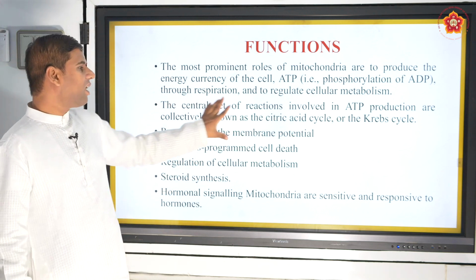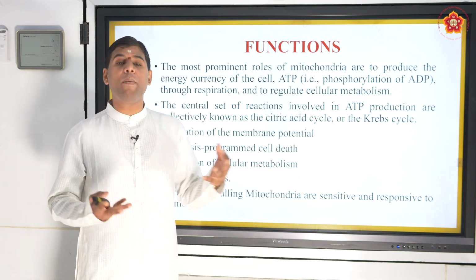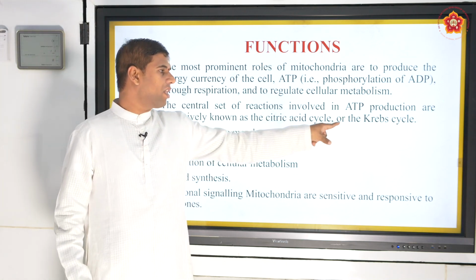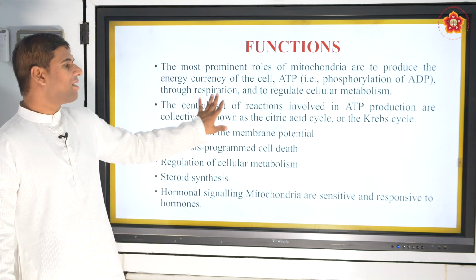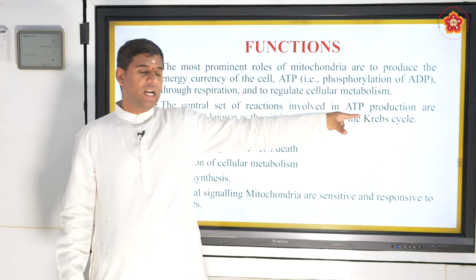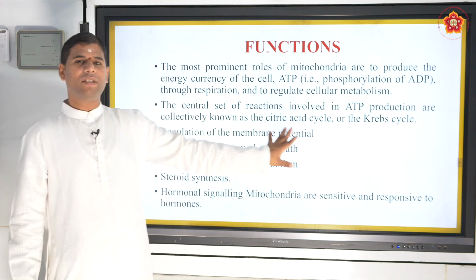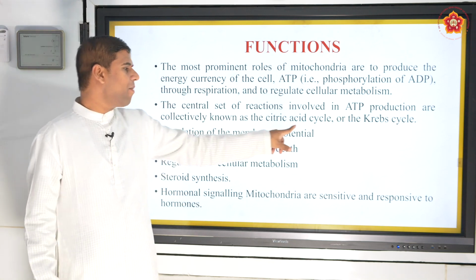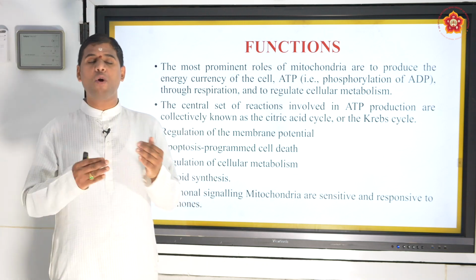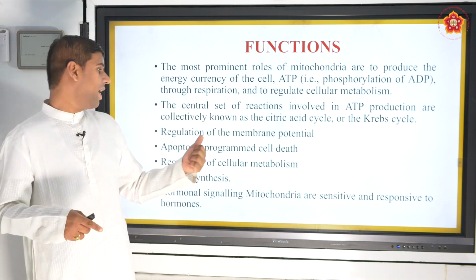And then there are central sets of reactions that are involved in ATP production, okay? What are these central sets? They are collectively known as the citric acid cycle or the Krebs cycle, alright? So both are one and the same. Just remember that. And then the regulation of the membrane potential. The potential of the membrane should be regulated, alright? If that goes off, it's gone. So the regulation of the membrane potential is done by this.